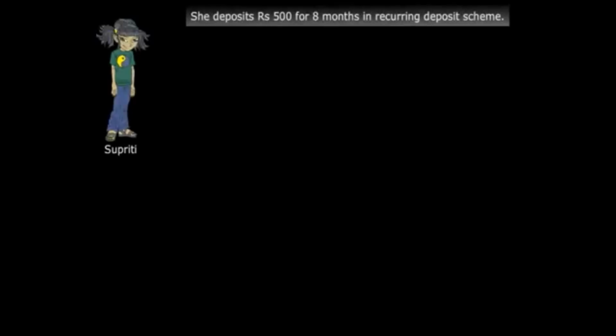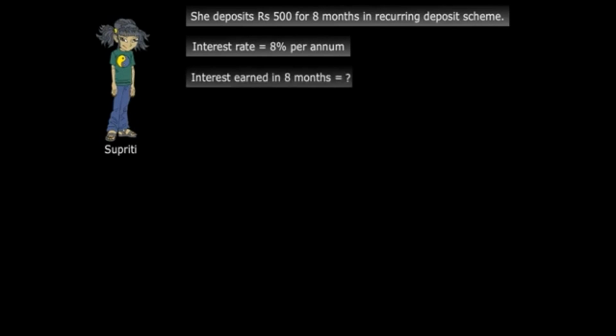There was this girl Supriti. Now she deposited rupees 500 for 8 months in a recurring deposit scheme. The rate of simple interest was 8% per annum. Now Supriti wants to calculate the interest that she will earn in 8 months. Can we help her out?